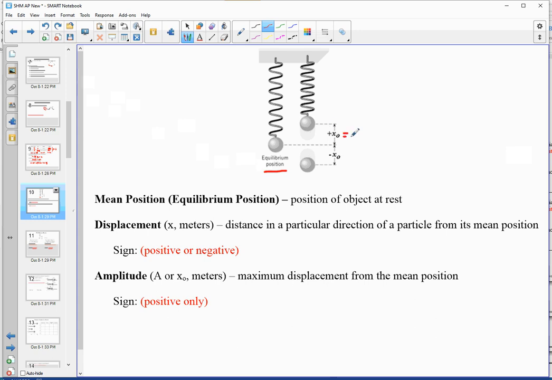So we will refer to the amplitude 2 different ways in simple harmonic motion. We'll refer to it as A and also x0. Now I know it's oscillating in the y direction. You'll have to get used to that.